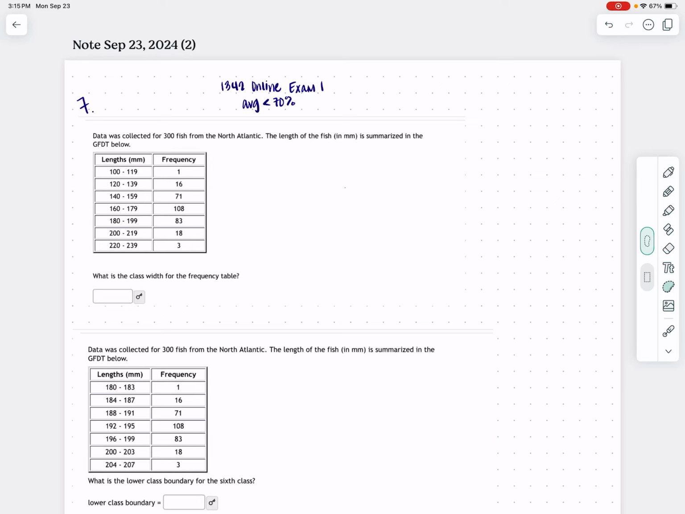Hello there, aspiring statisticians. I would like to take this opportunity to go through some of the most missed questions on exam one. I know it's hard for some of you to come to campus to ask questions about your exam, so I'm hoping that this will help.